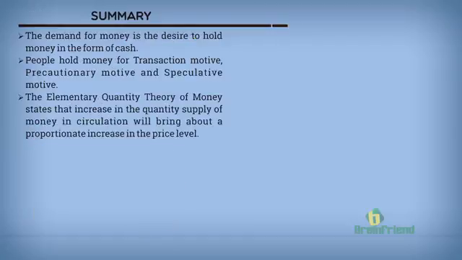I hope we've learned something today. Let's take a quick recap of all we have done today. We looked at the demand for money, that it is the desire to hold money in the form of what? Cash. People hold money for transaction motive, precautionary motive, and speculative motive. The elementary quantity theory of money states that an increase in the supply of what? Money in circulation will bring about a proportionate increase in the price level.